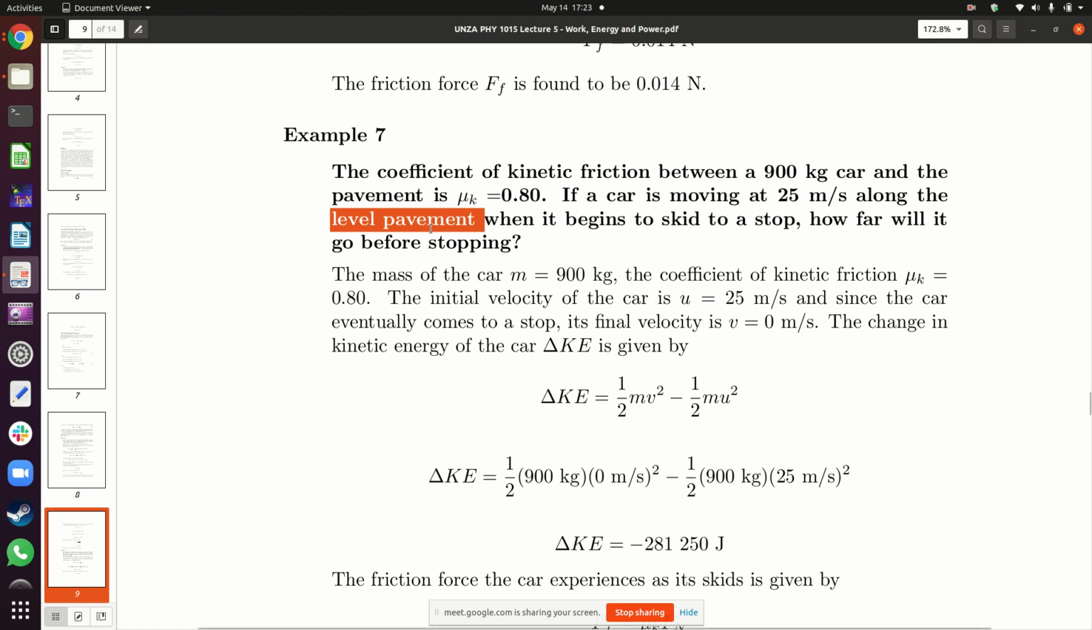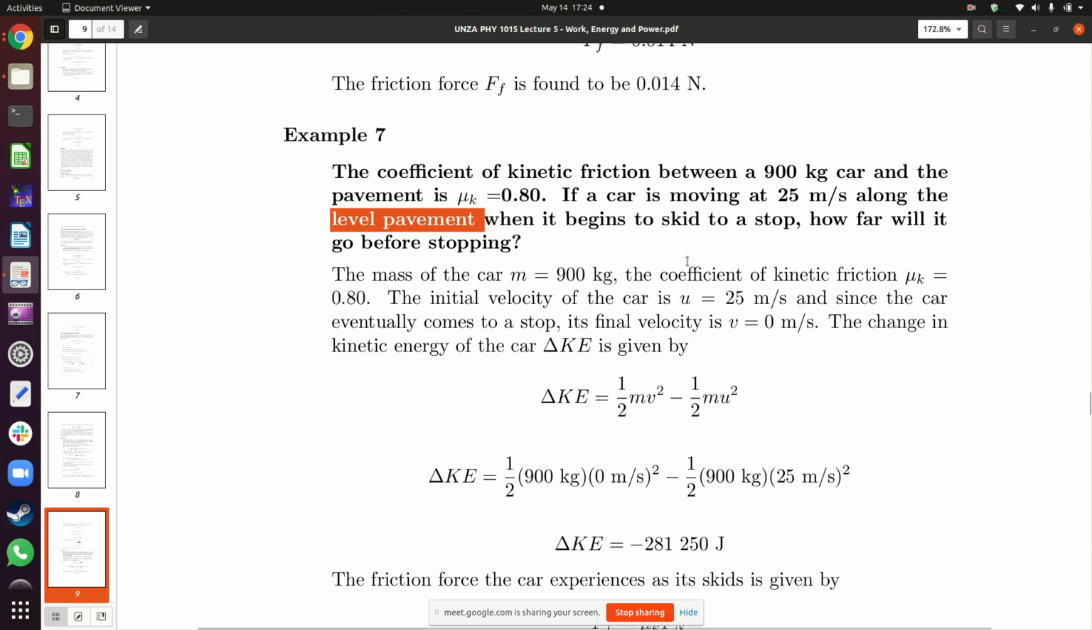So this level pavement, it's a flat pavement, means that the pavement's height is not changing. So there is no change in the gravitational potential energy of the car as it is skidding on this pavement. With this requirement met, that the change in gravitational potential energy equals 0, and since the kinetic energy of the car is changing, we can use the work energy theorem.